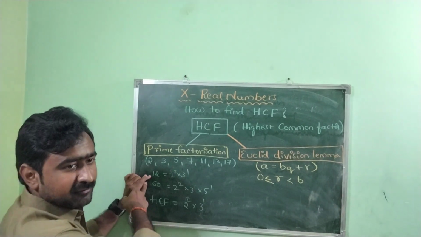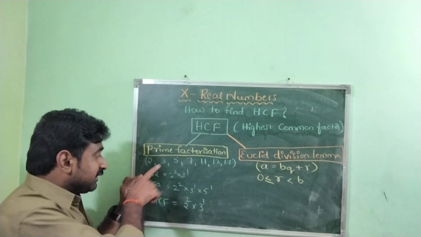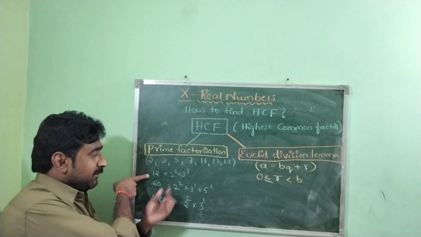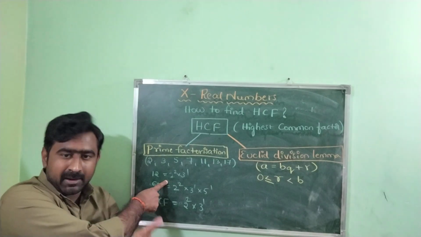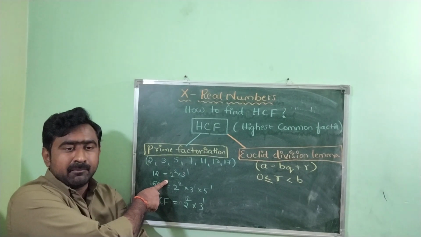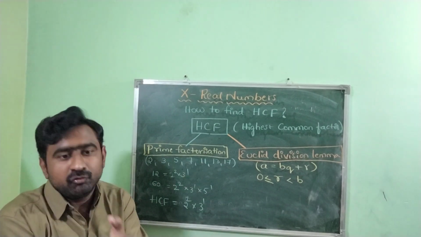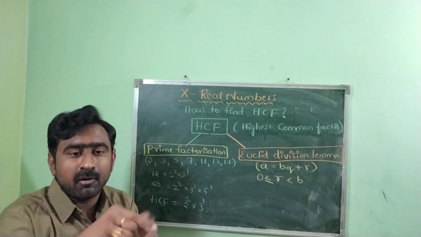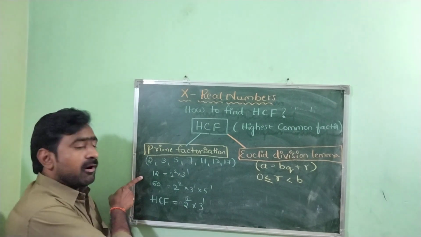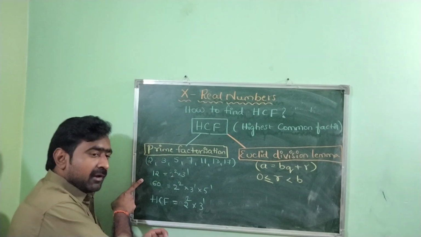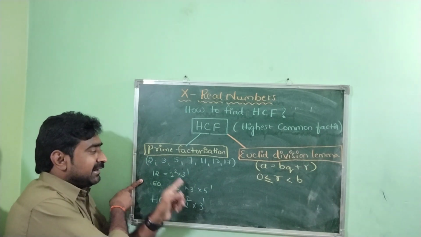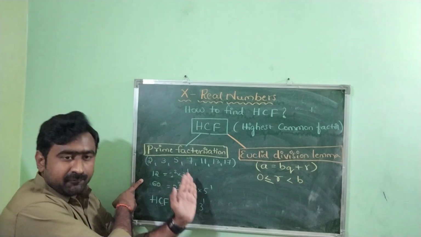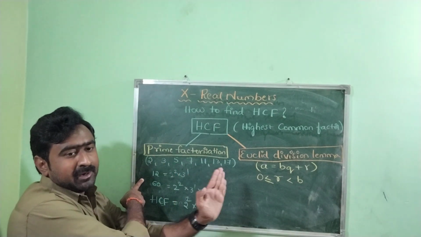So here I have taken 12. 12 is a composite number. So this composite number can be expressed as a product of prime numbers. Here 2 is one prime number and 3 is another prime number. So the product of these prime numbers gives you one composite number. Correct or not? So finally, 12 can be written as 2 square into 3 power 1. 2 square means 4 and 3 power 1 means 3, so finally 4 into 3 is 12.